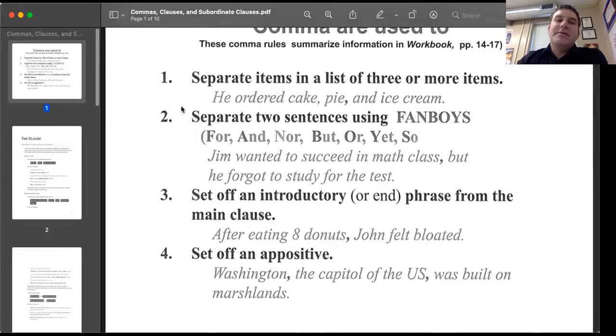Then you also can use a comma to separate two sentences using FANBOYS. These are coordinating conjunctions: for, and, nor, but, or, yet, or so. So if these appear in the middle, you can put a comma before they show up. So Jim wanted to succeed in math class, comma, but he forgot to study for the test.